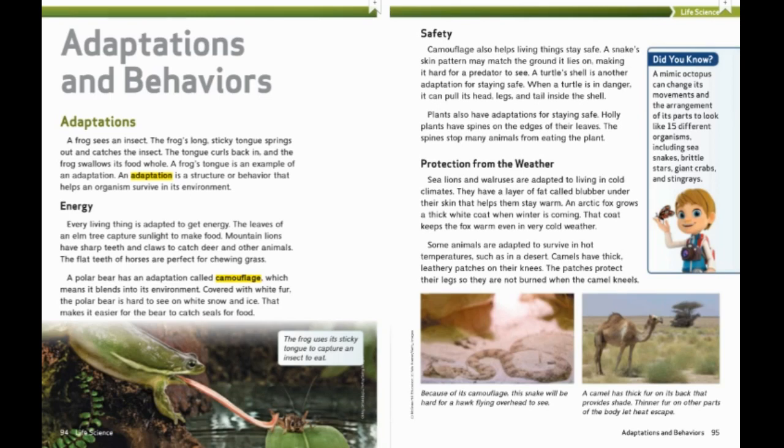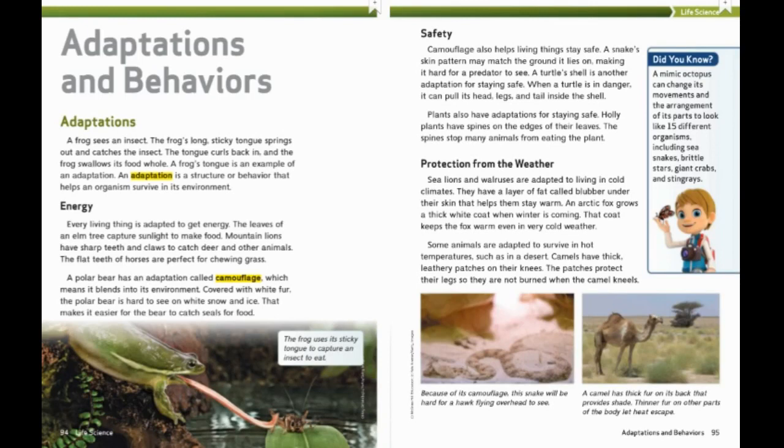Energy. Every living thing is adapted to get energy. The leaves of an elm tree capture sunlight to make food. Mountain lions have sharp teeth and claws to catch deer and other animals. The flat teeth of horses are perfect for chewing grass.